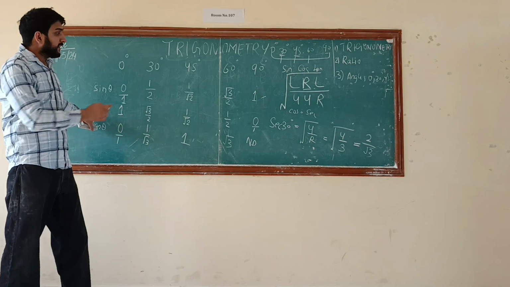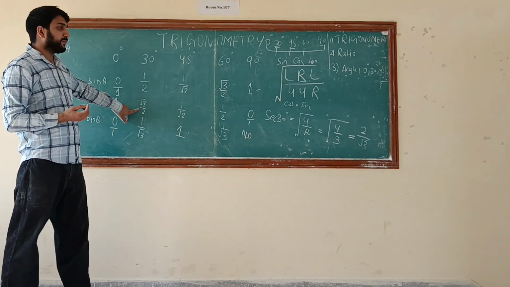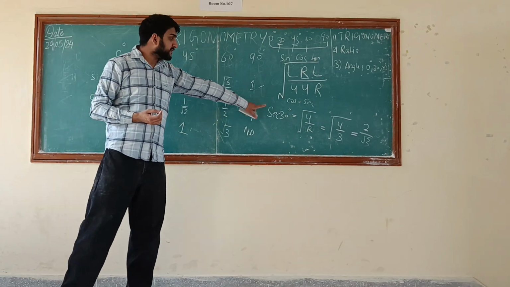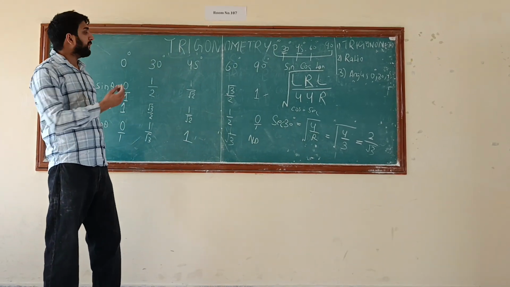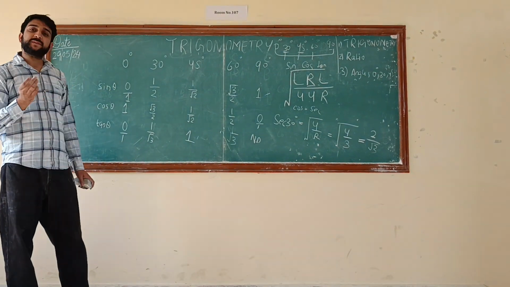As you can see, secant 30 is the reciprocal of cos 30. So cos 30 is root 3 upon 2, that is secant 30 is 2 upon root 3. By this trick we can find any trigonometric value at any specific angle.